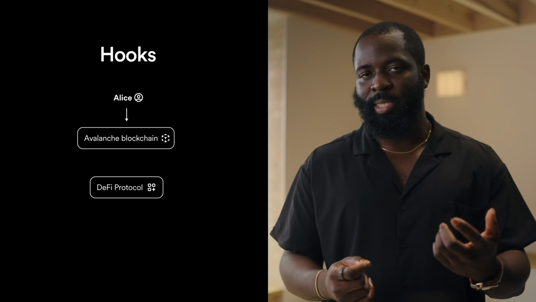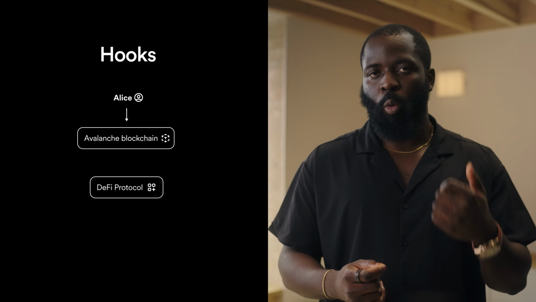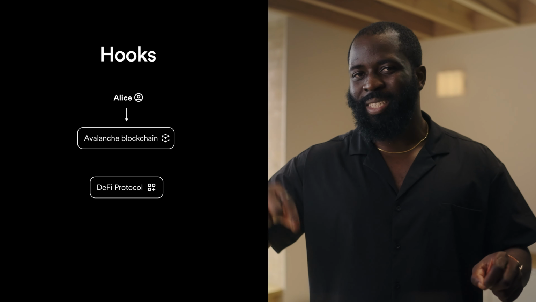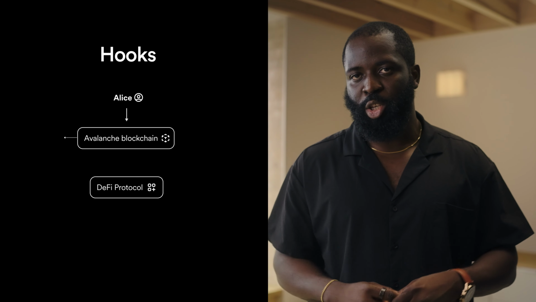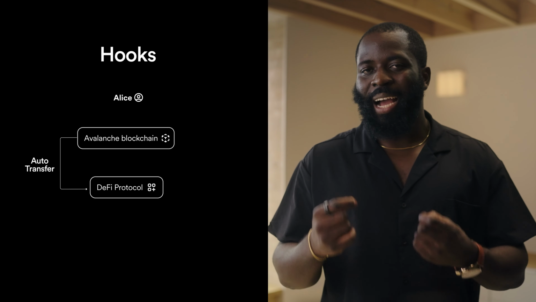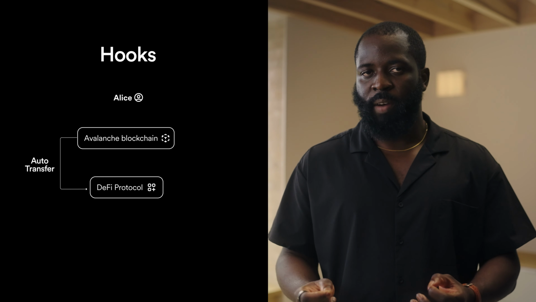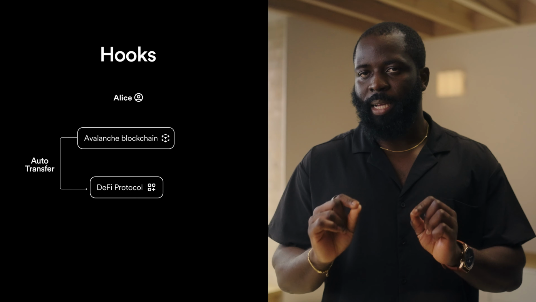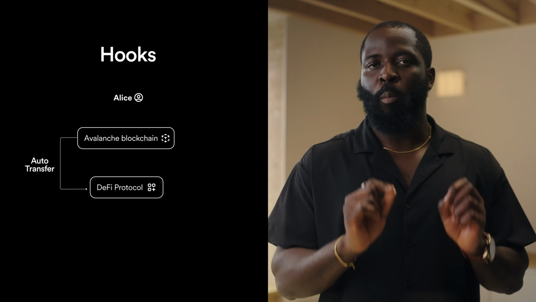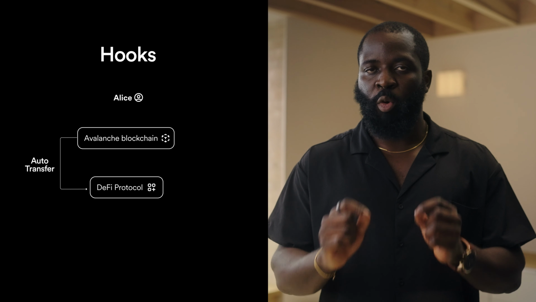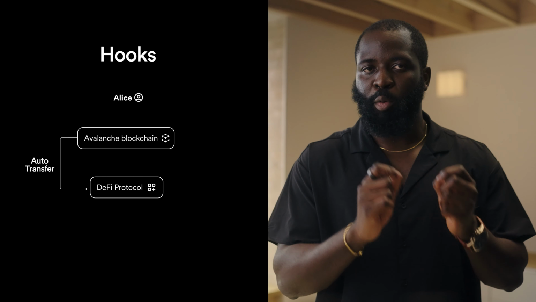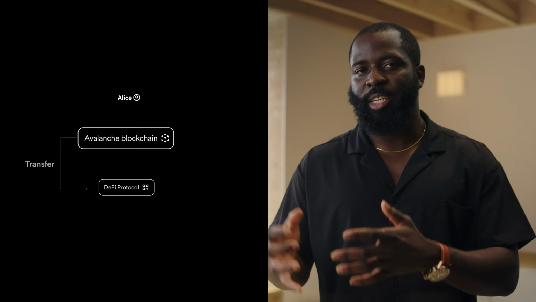Imagine if Alice not only wanted to send USDC to Avalanche, but also wanted to immediately deposit it into a DeFi protocol or execute a trade once it arrived on the destination chain. Hooks could enable that kind of one-step atomic action. While hooks are a bit more advanced, they underline the theme that CCTP isn't just about moving stablecoins, but about general messaging and faster programmability across supported chains.